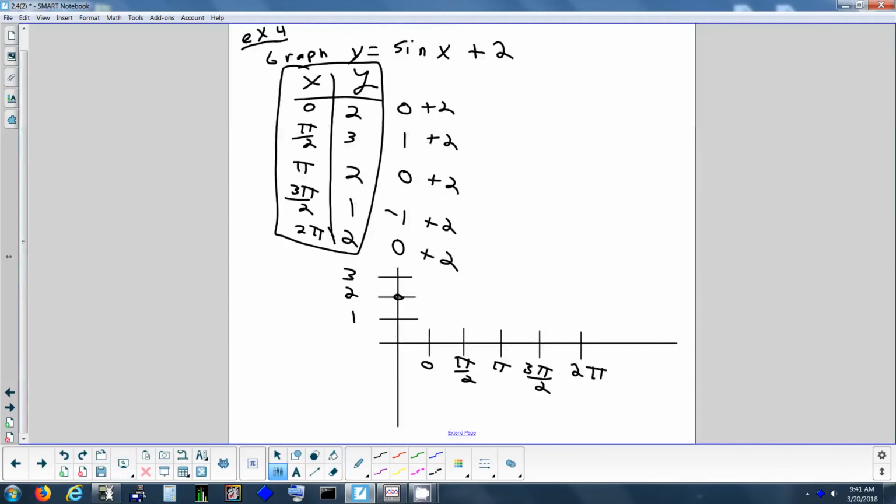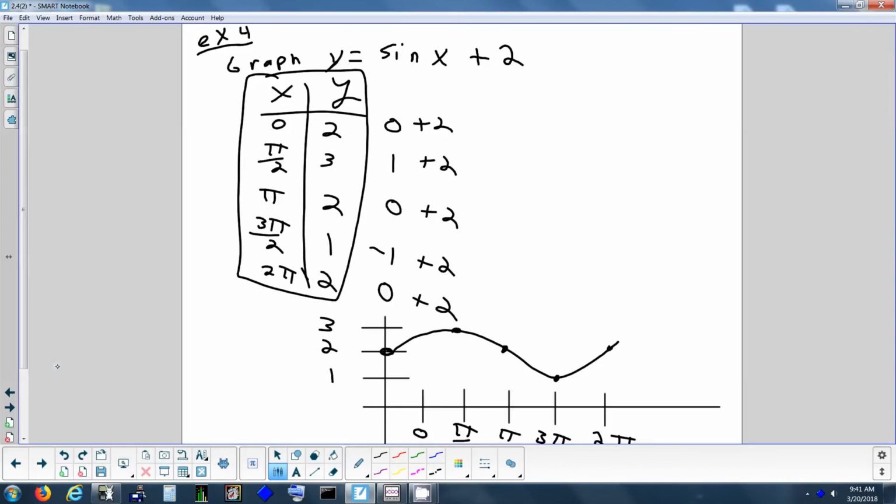All right, so we've got 0, 2, pi over 2, 3. Pi, we're back at 2. 3 pi, -1, back to 2. And there's our graph. Any questions on the sketch?